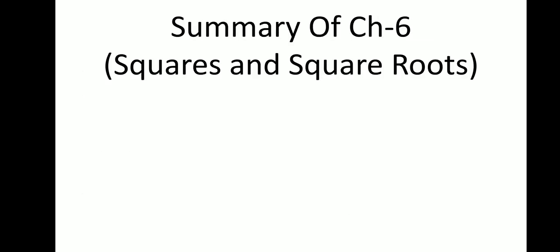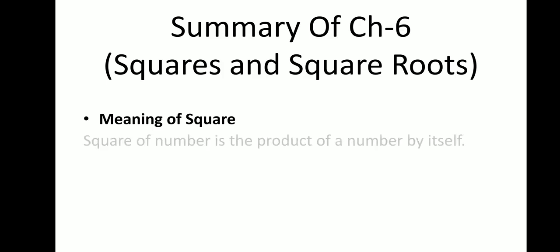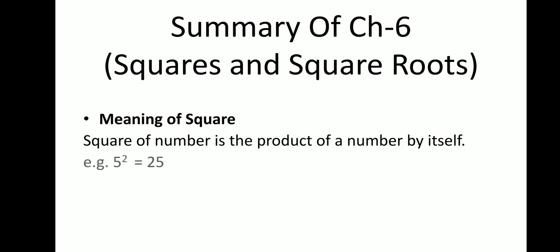Coming to the summary of chapter number 6, Squares and Square Roots. First of all, you should know the meaning of square. Students, you have already learnt about the area of a square, which is equal to side into side. So area of a square is equal to side square. So we can say that the square of a number is the product of the number by itself. For example, 5 square is equal to 25. That is, 5 square is equal to 5 into 5, which is equal to 25.